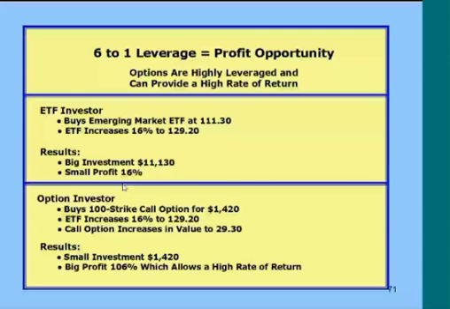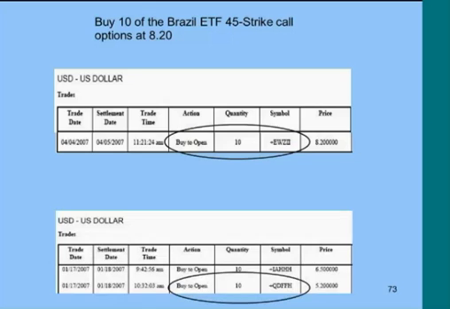And if you were to compare the investment and the dollar risk, if you bought 100 shares of the ETF, it would have cost at that time $11,130, and over that period of time you would have had a 16% return. As opposed to the option, instead of costing $11,000, the option was $1,420, and that had a 106% return over the same period of time. So this just demonstrates the leverage that options provide.